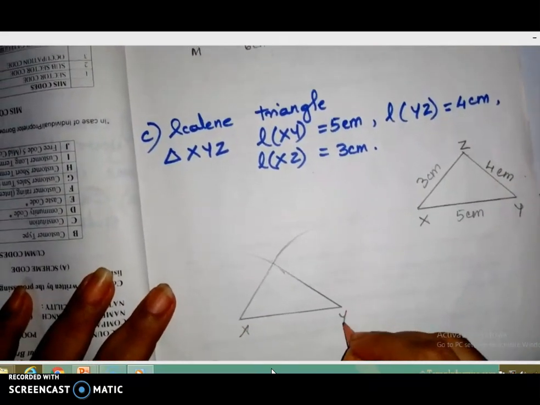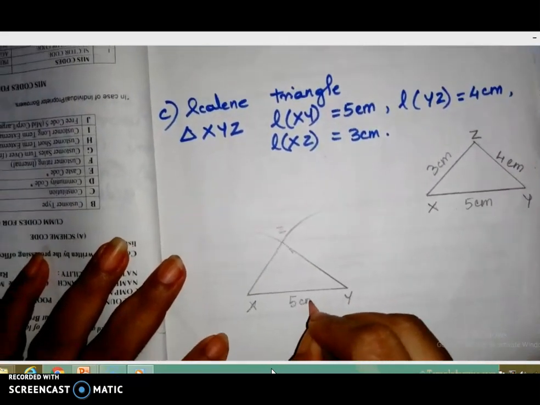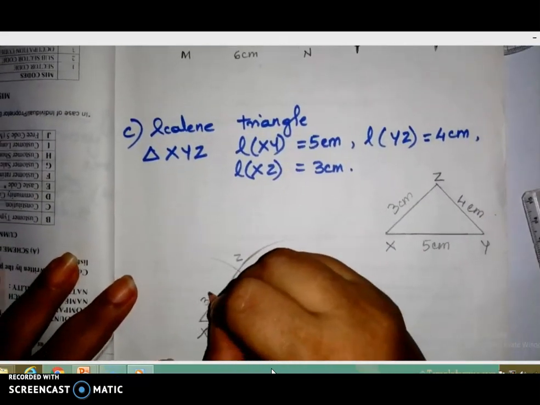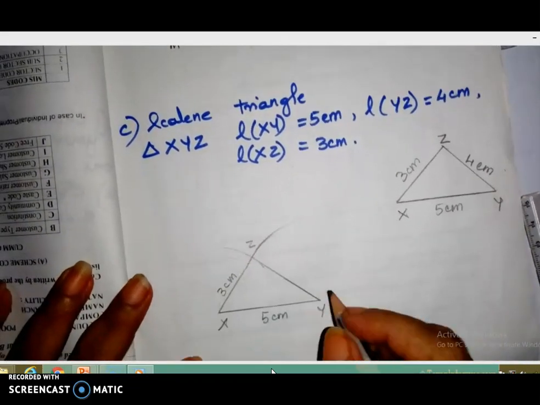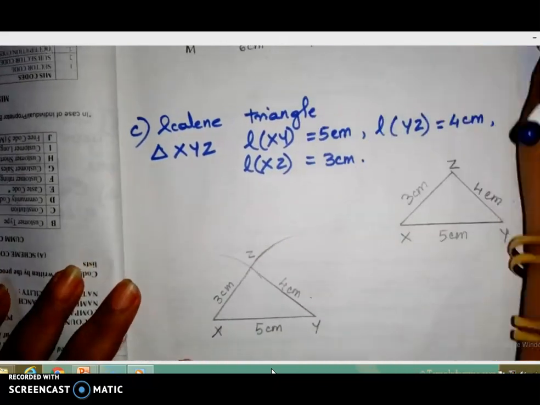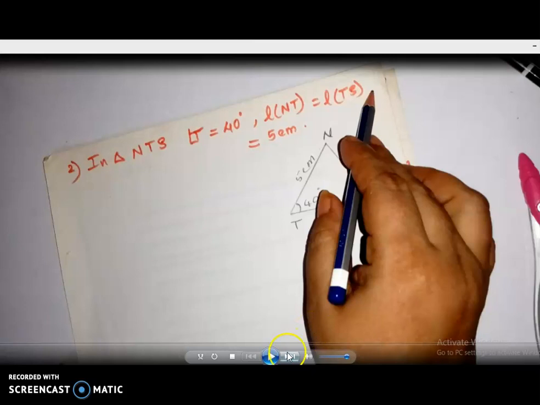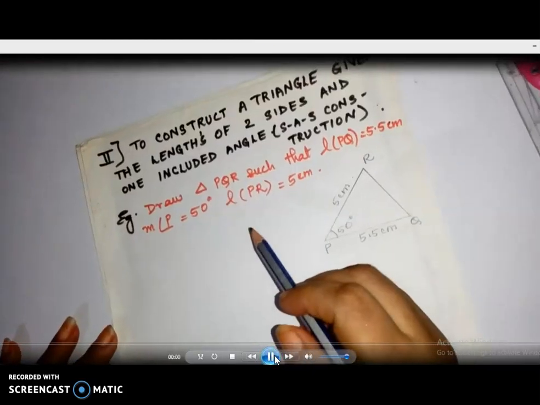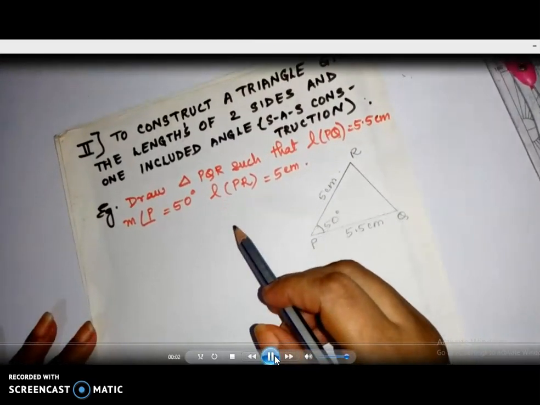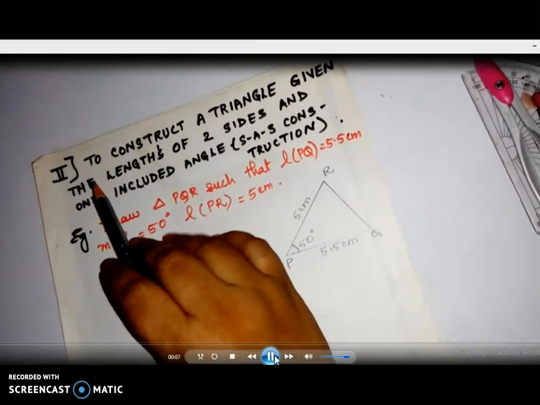X, Y and Z. Base is 5 centimeter. This side is 3 centimeter XZ and YZ is 4 centimeter. Students, we move on to the next construction of triangles.